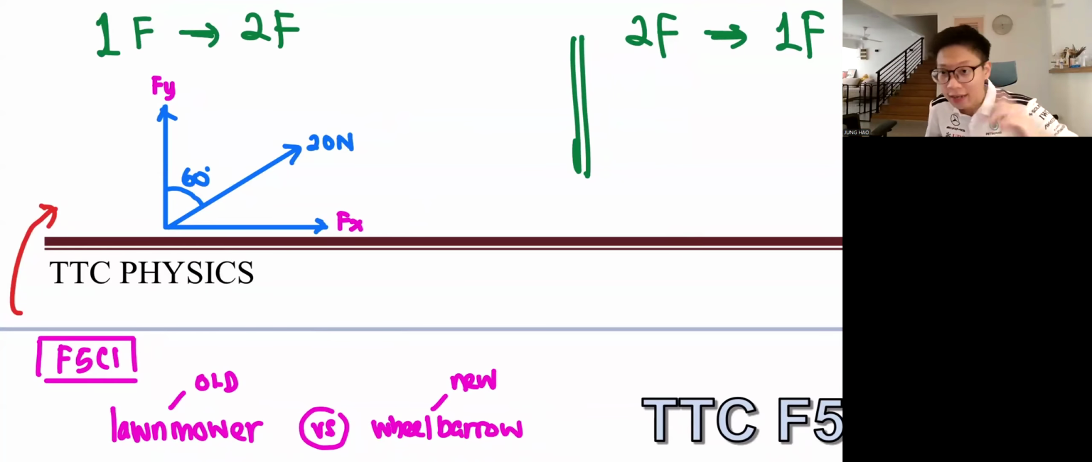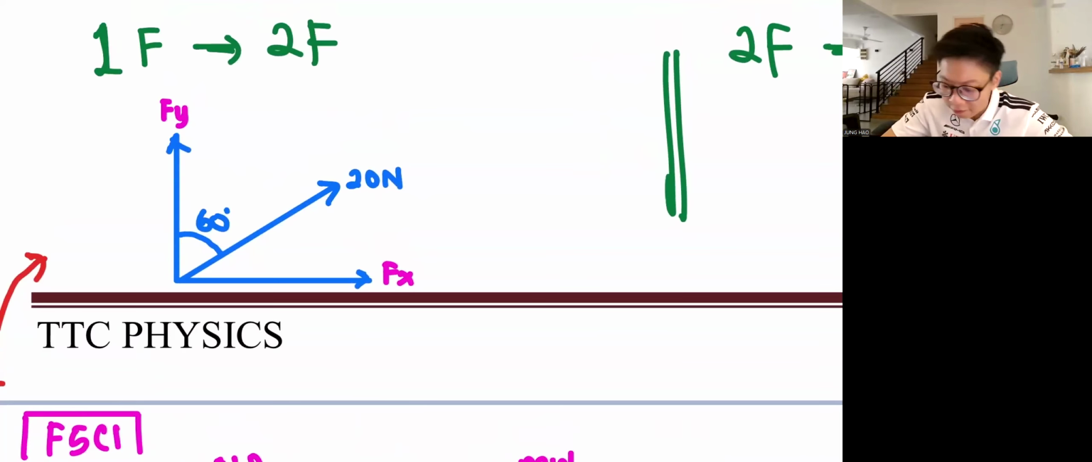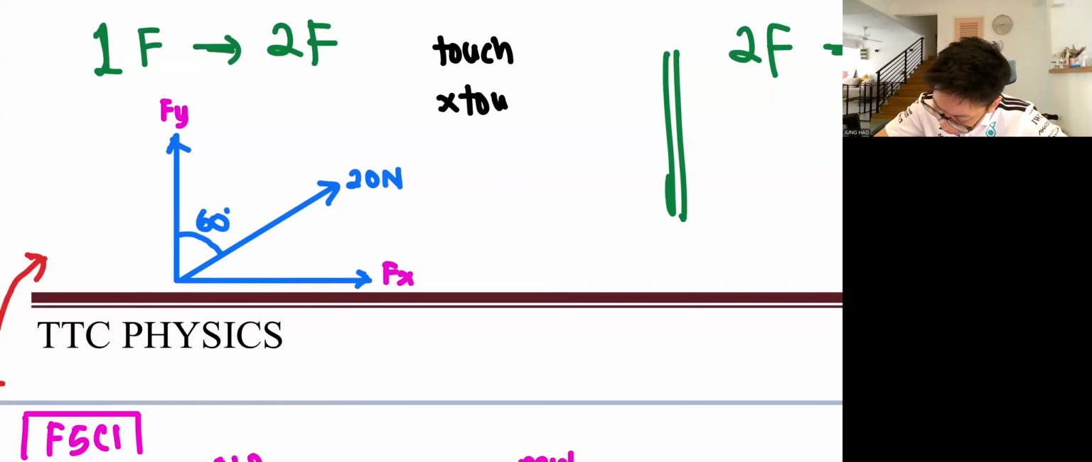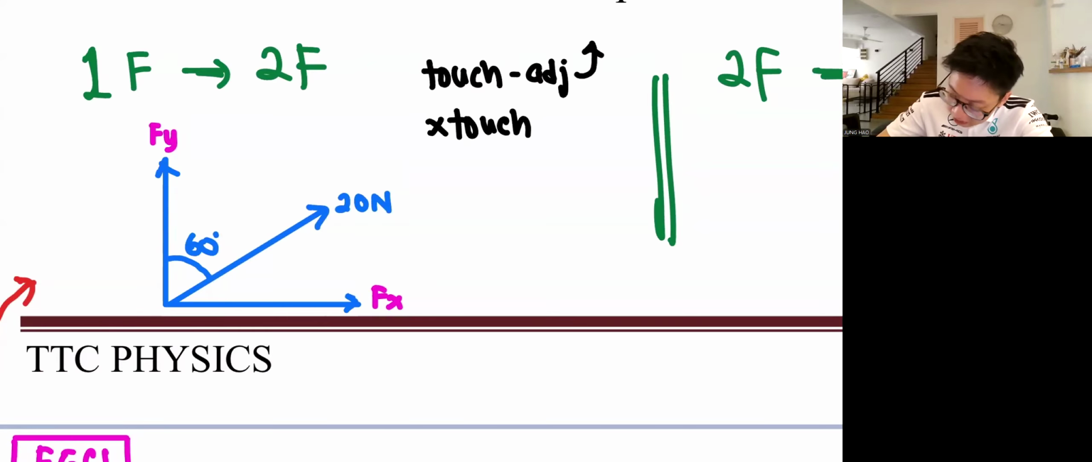Okay, so now we think about it. The strategy is like this, for my style. My style is very simple. We call this the touch versus the no touch. For the touching one, if it's a touching angle, this is called adjacent. And if it's adjacent, usually we use cos.